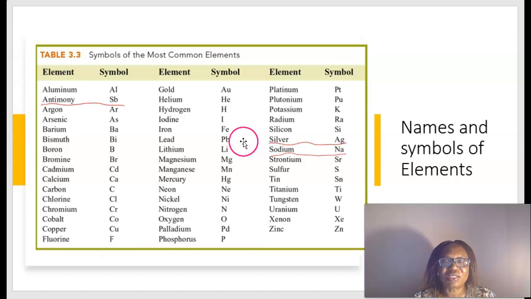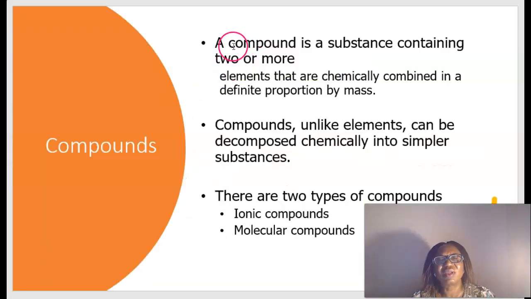So after we have talked about elements, let's talk a little bit about compounds. A compound is a substance containing two or more elements that are chemically combined in definite proportion by mass. Compounds, unlike elements, can decompose chemically into the elements that make them up. Or we can say into simpler substances because elements are substances.